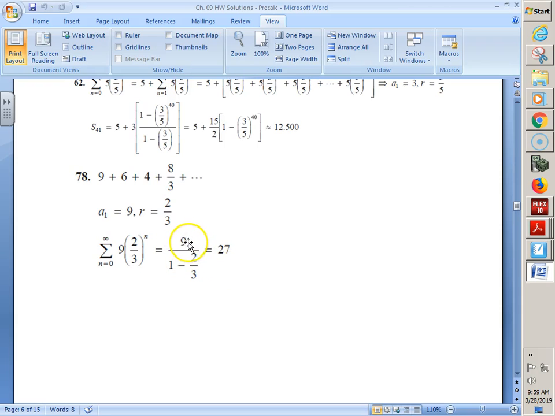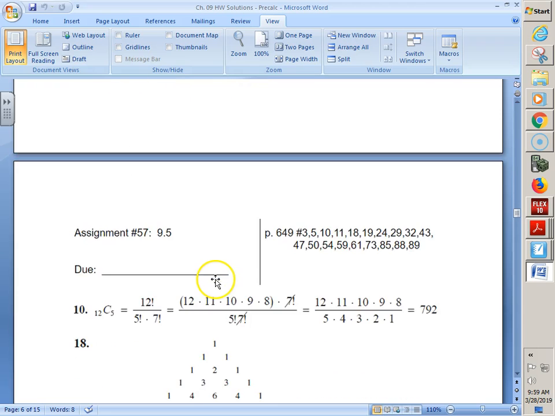Now, some of you might have gotten a little stuck in plugging in the wrong value. You would have had to find the first term, which is found by plugging in 0, which is 9. And you can do 0 power is 1. And then 9 over 1 minus 2/3 is 9 over 1/3. Multiplied by the reciprocal, 9 times 3 is 27. Done.